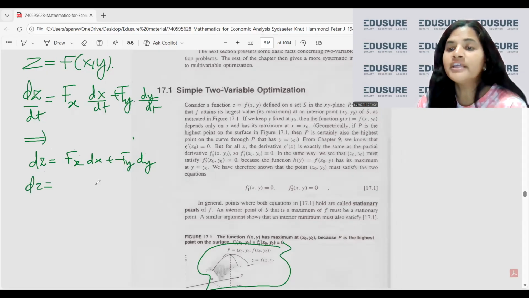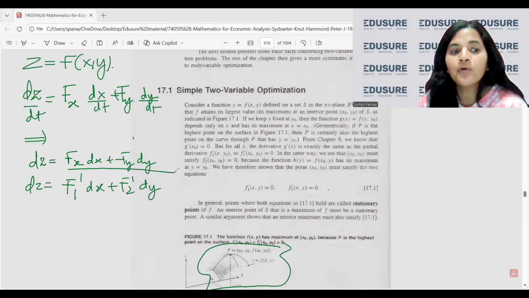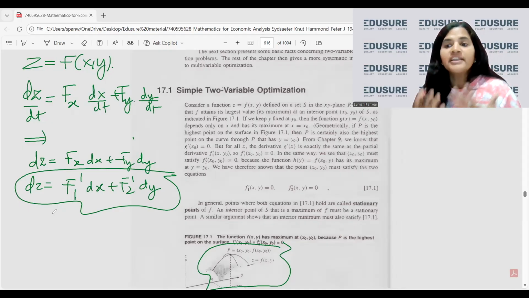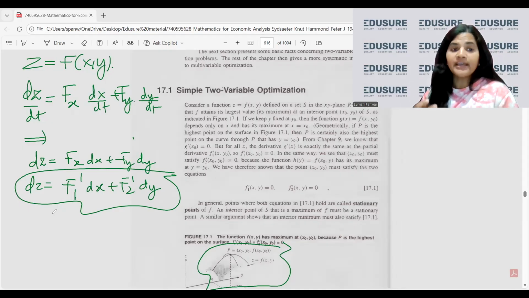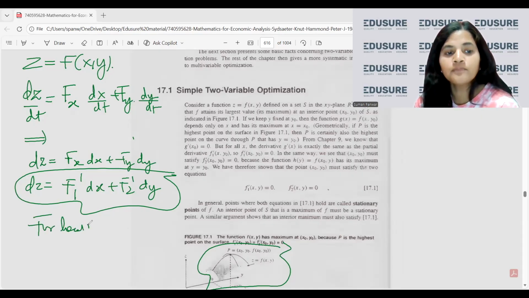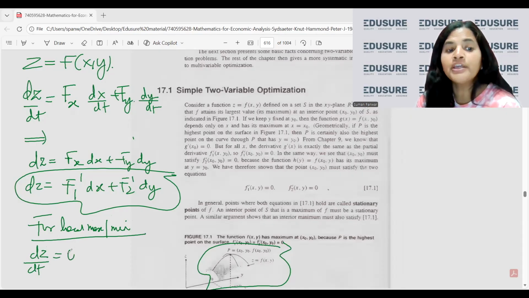Or if we talk about these particular notations that we're dealing with in this particular case, that is f1 prime dx plus f2 prime dy. Now I already told you that for maxima minima, we want the first derivative to be zero, and that should hold for a function of two variables. So for local maxima or local minima, what should happen? My dz by dt should be equal to 0.